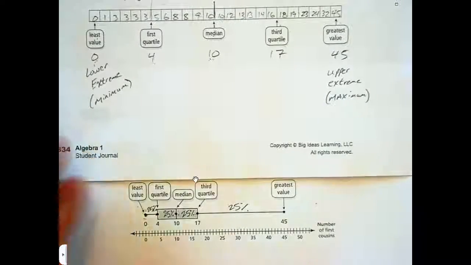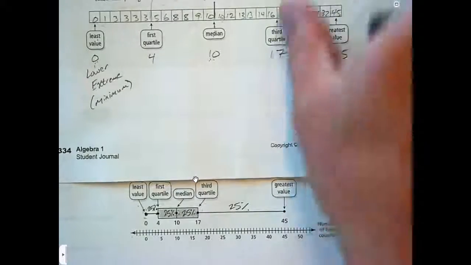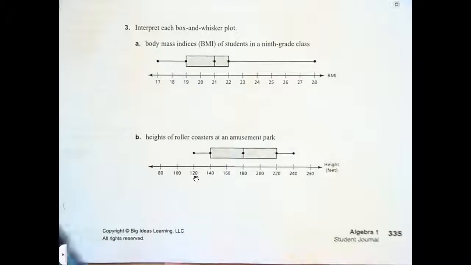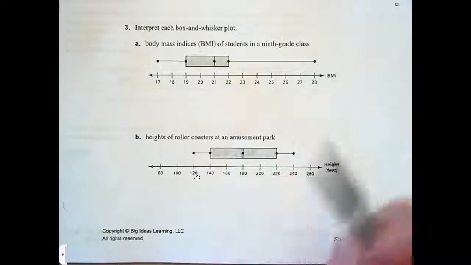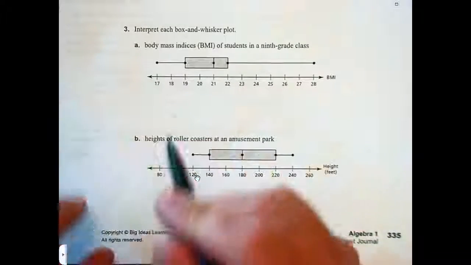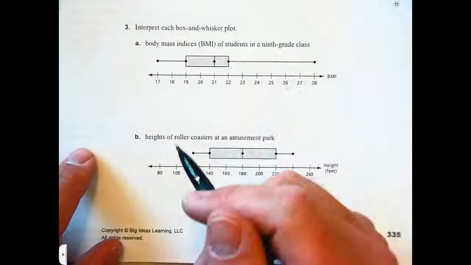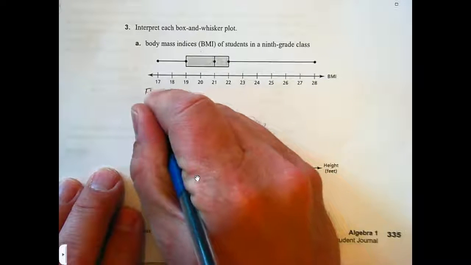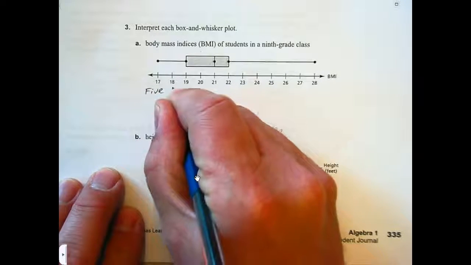Okay? That's kind of how box and whisker plots help us. When we're interpreting this, what I want you to do is take a look at number 3 here. Let's go ahead and try to interpret this. The body mass index of students in 9th grade. Okay? Interpret the box and whisker plot. In other words, first find your 5 measures. We call that the 5 number summary. So that's the first thing you want to do, is find the 5 number summary.